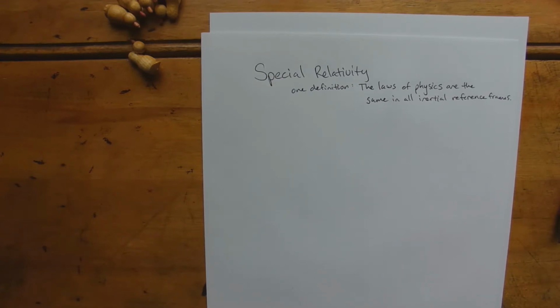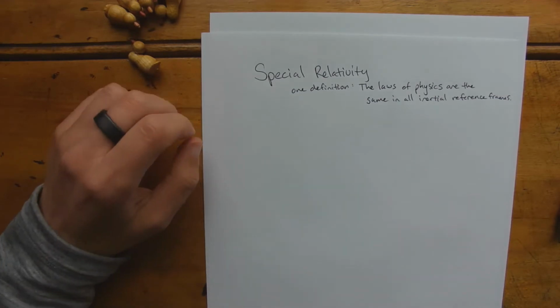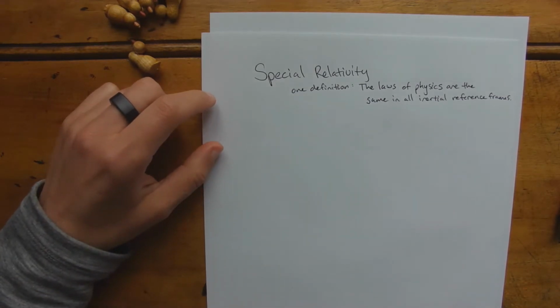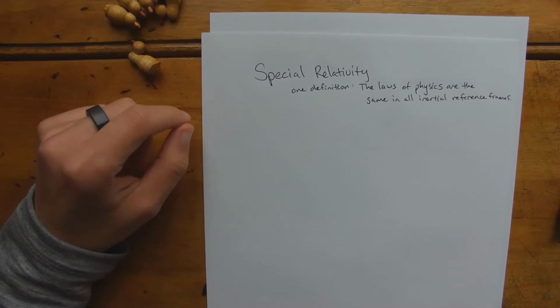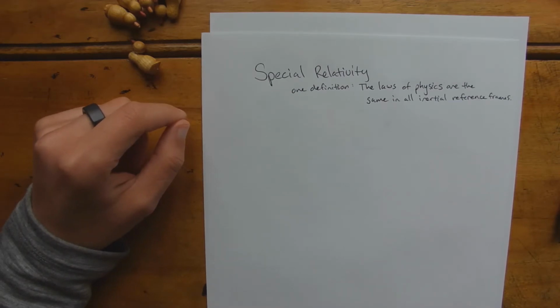And so to test whether or not we're in an inertial reference frame, we can see whether Newton's three laws of motion would hold true. Another way to define an inertial reference frame is to say inertial reference frames move at a constant velocity relative to other inertial reference frames.